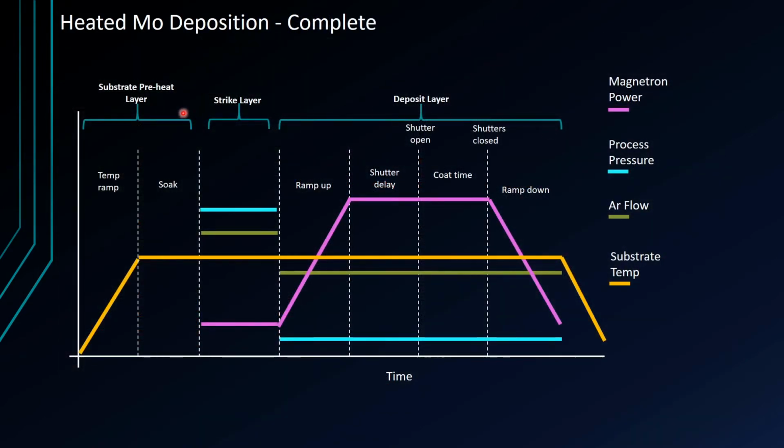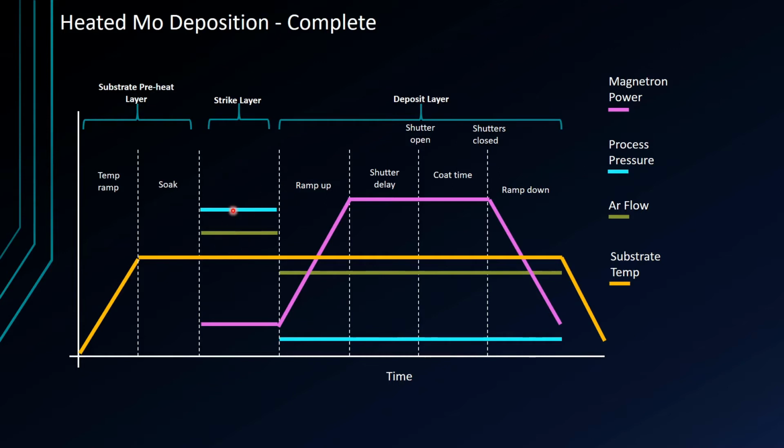So let's look at that complete process in this sort of graphical way. My entire process consists of 3 layers: a substrate preheating layer, a layer where I strike my gun, and then a layer where I do my actual deposition on the heated substrate. The first part of my preheat layer is a temperature ramp. I ramp my heat up to a desired value, and then I set a soak time, so I soak for a while.